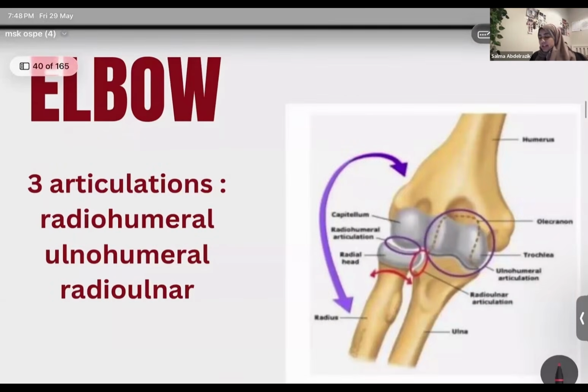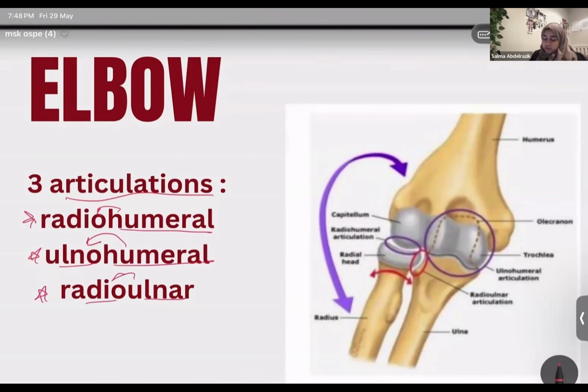Cool, cool. Let's talk elbow. I know there's so much going on, but I hope the flow is going good because we're taking it top to bottom. Elbow, we have three articulations that you need to know. Radiohumeral, which connects the humerus with the radius. Ulnohumeral connects the humerus with the ulna. And radioulnar connects the radius with the ulna.